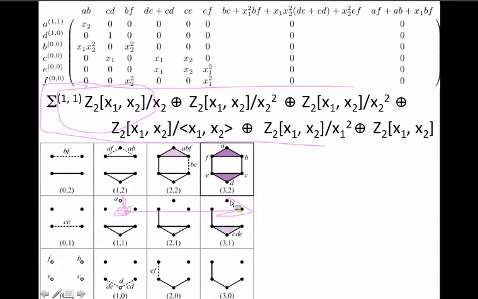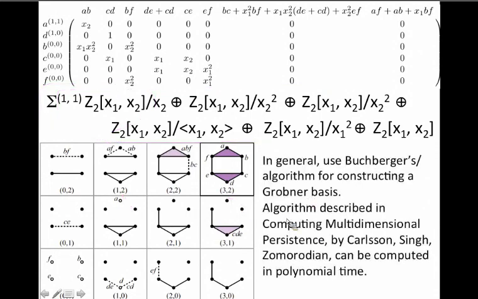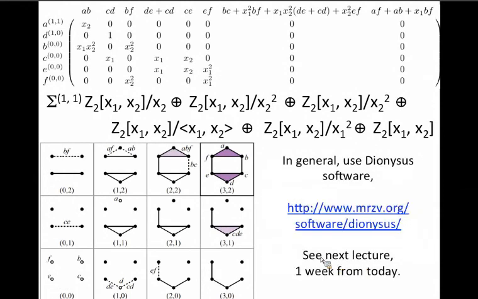Now, the easiest way to calculate it, however, is to use algorithms, which does give you a polynomial time algorithm as described in Computing Multidimensional Persistence by Carlson, Zomorodian, and others. Of course, the easiest way, instead of just using the algorithm, would be to use the computer program Dionysus, and we will discuss that software.